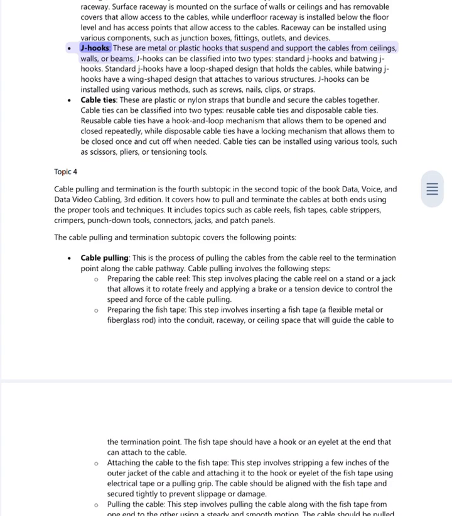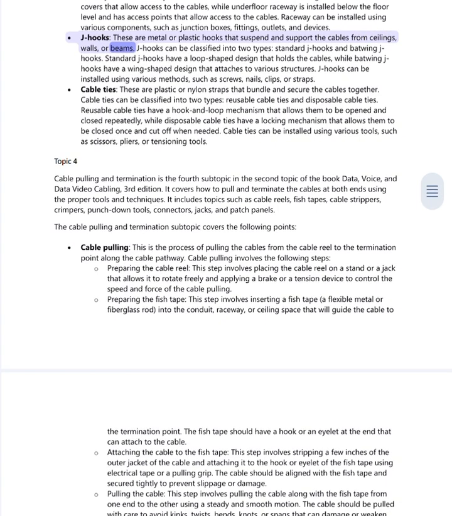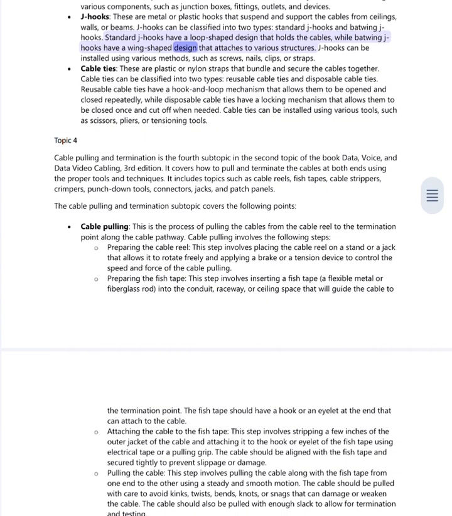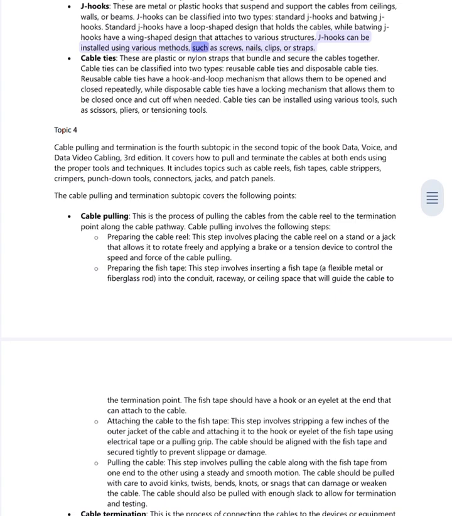J-hooks. These are metal or plastic hooks that suspend and support the cables from ceilings, walls, or beams. J-hooks can be classified into two types: standard J-hooks and batwing hooks. Standard J-hooks have a loop-shaped design that holds the cables, while batwing hooks have a wing-shaped design that attaches to various structures. J-hooks can be installed using various methods, such as screws, nails, clips, or straps.